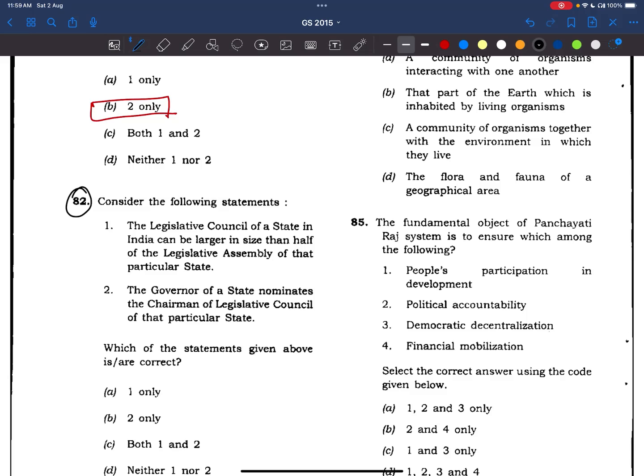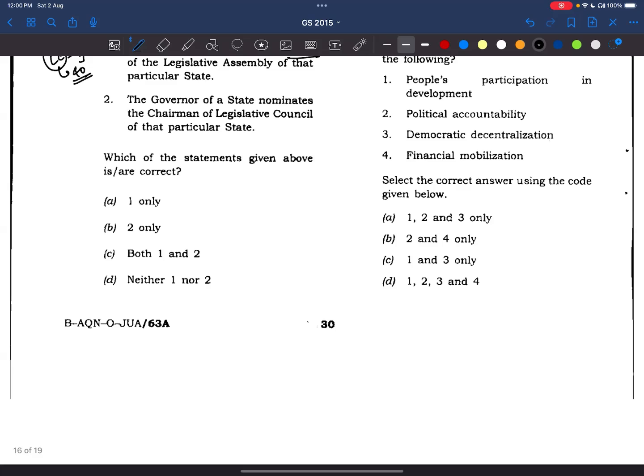The Legislative Council of a state in India can be larger in size than half of the Legislative Assembly of that particular state. No, the Legislative Council will only be 1/3 of the Legislative Assembly, but the minimum value should be at least 40. The minimum value is 40, not half. So the first statement is wrong. Now, coming to the second statement: the governor of a state nominates the chairperson of the Legislative Council of that state. No, the chairman of the Legislative Council is elected by the members itself. So both these statements are wrong.